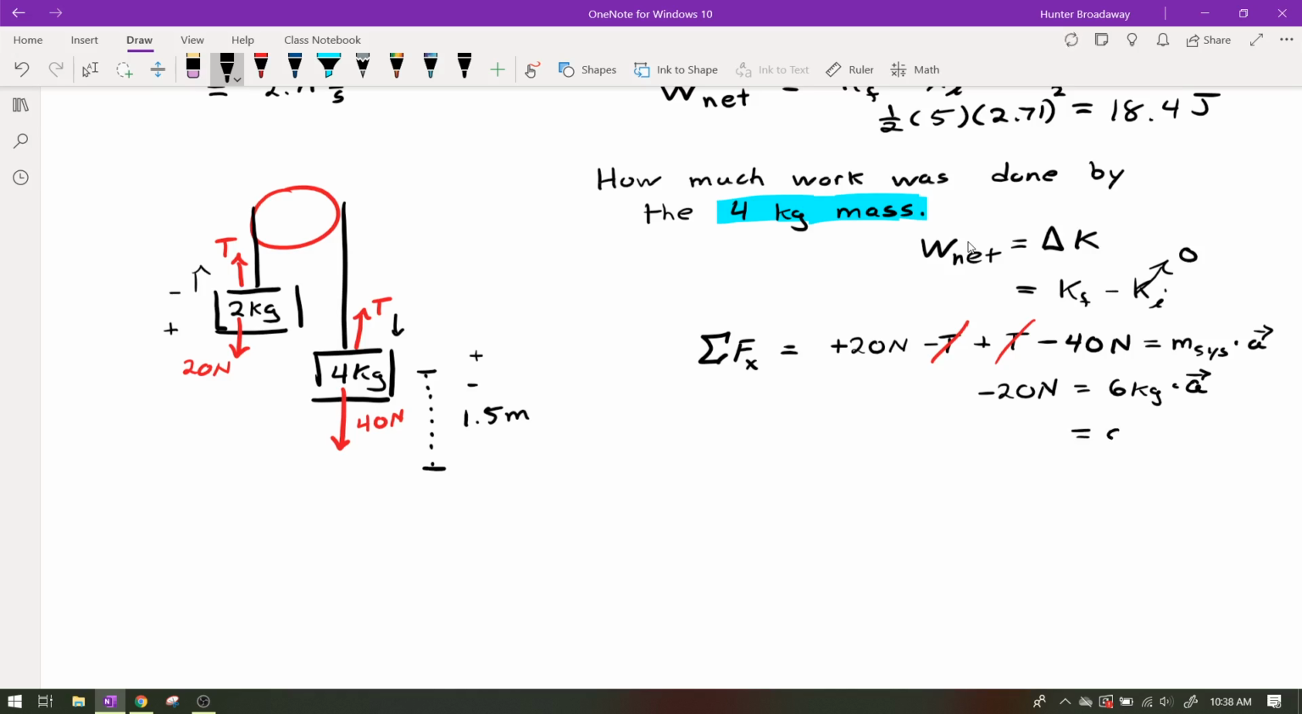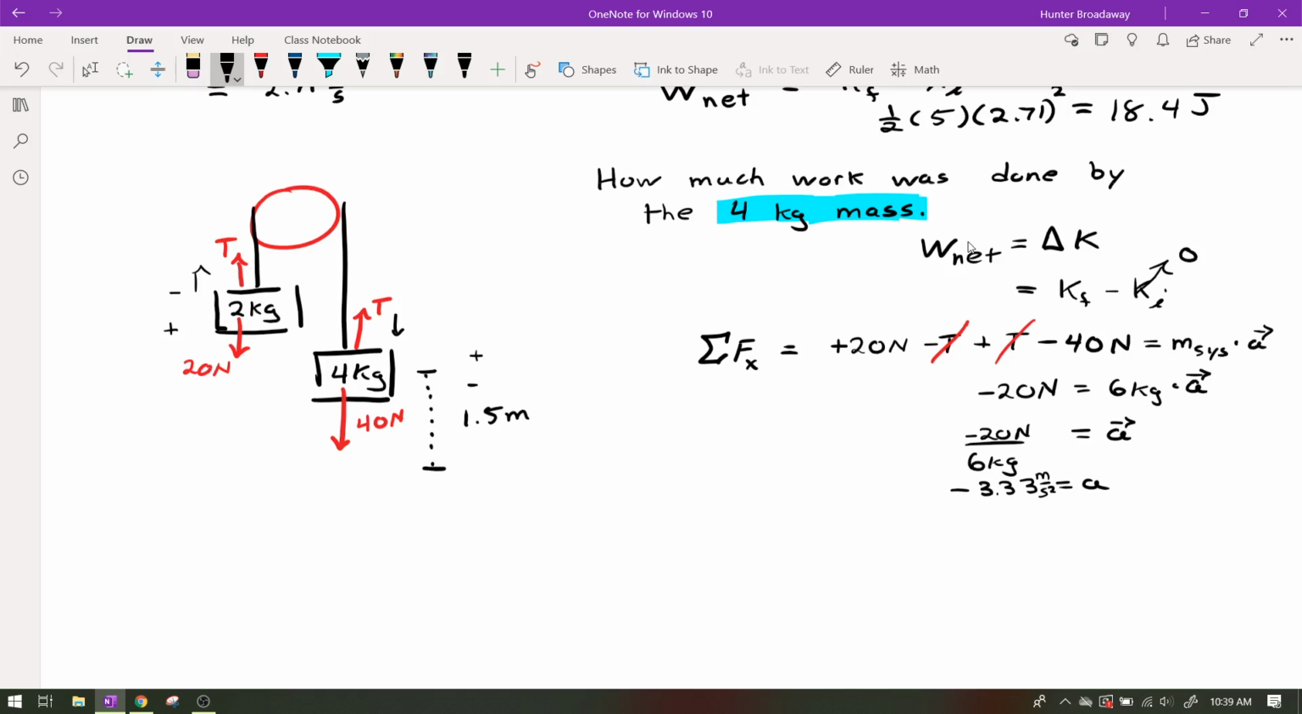So that means that the acceleration is going to be equal to negative 20 newtons divided by 6 kilograms, which is negative something. 6, 12, 18, negative 3 and a third. Say negative 3.33 meters per second squared. Okay, that's fair.